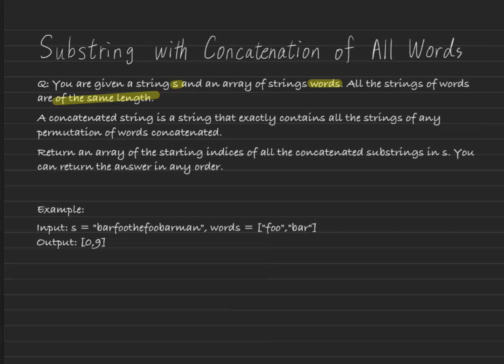So for example, if the input is "barfoothefoobarman" and the words are foo and bar, then the output would be 0 and 9. This is because at index 0, the substring "barfoo" is a concatenated string of the words foo and bar. And at index 9, we have the substring "foobar". And again, it's a concatenated string of the words foo and bar because foo and bar each appear once.